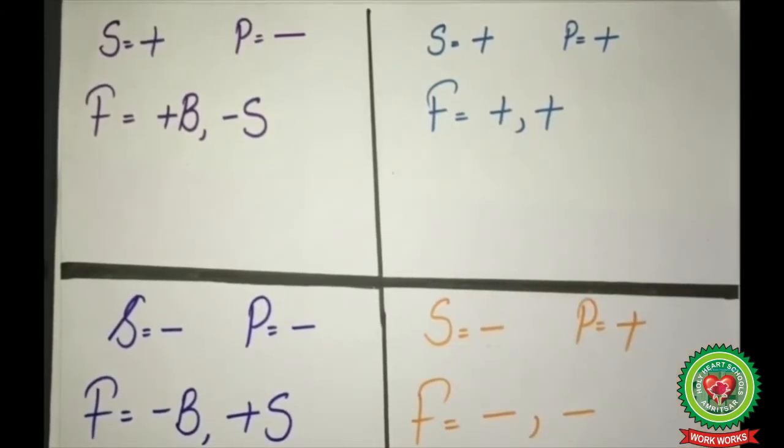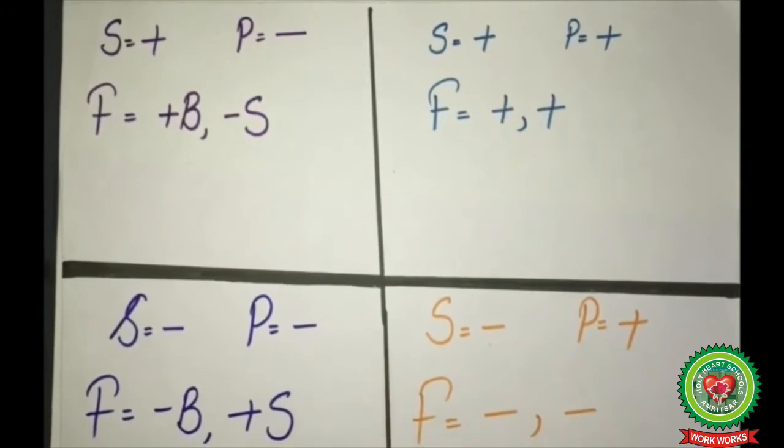Now, the third case, in which the sum and product both are having a sign of minus. Again, since the product is having a sign of minus, both the factors will be having different signs, and because the sum is with the minus sign, the bigger factor will be with the minus sign and the smaller factor will be with the plus sign.